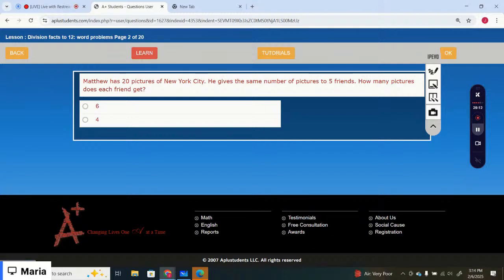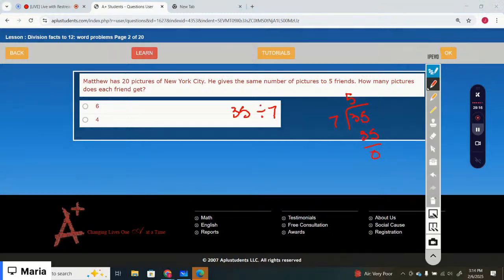You have to divide 20 pictures of New York City. He gives the same number of pictures to 5 friends. So he has 20 pictures, and he wants to give the same number of pictures to every friend. So you have to divide 20 by 5. 5 times what number is 20?